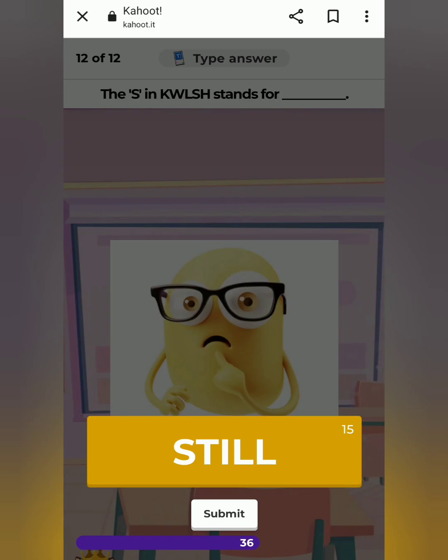Okay, so for the KWLSH reading strategy, the K stands for what you know, W, what you want to know, L, what you have learned, the S, what you still want to know, and the H is for how you will go about finding that information. So once you put STILL, whether you typed it in all caps or lowercase, you got it correct.